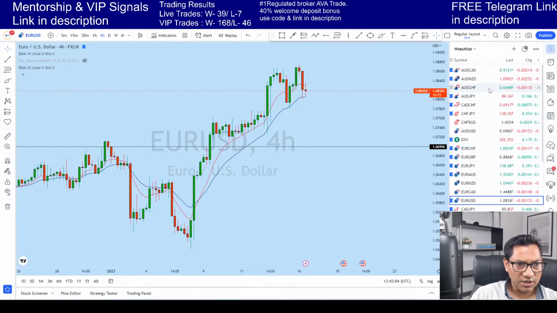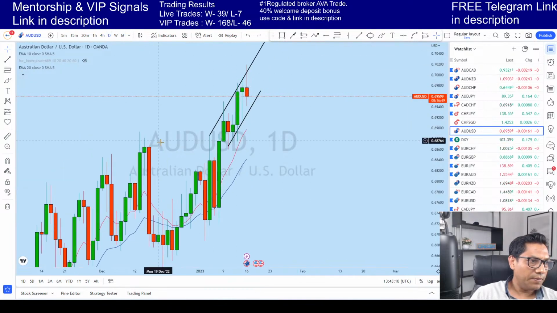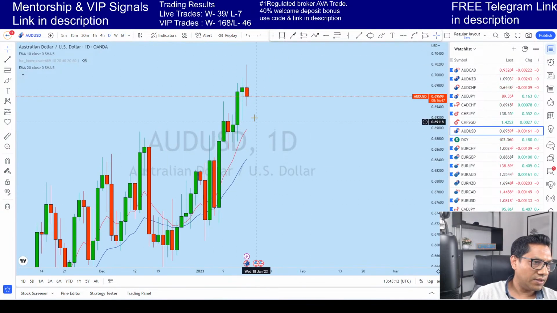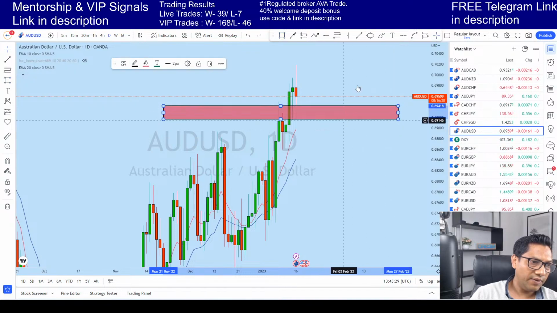AUD USD and then US oil. So AUD USD, as I mentioned, this is the daily candle that is still not closed, but what I see from the AUD USD daily candle is that it might close even as a double doji, like that. And if that's the case, then we might see the price again coming to this zone, testing this level and then going up.